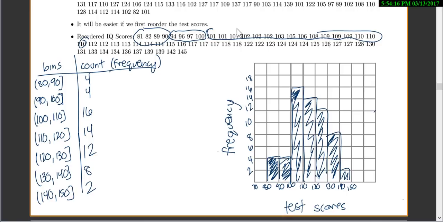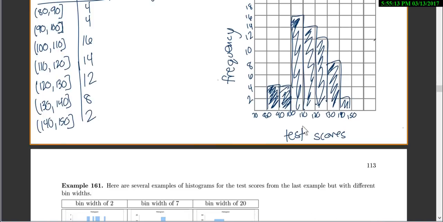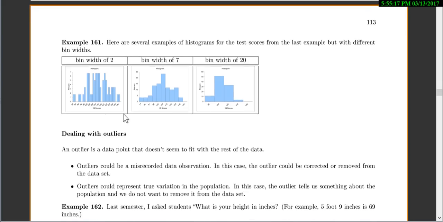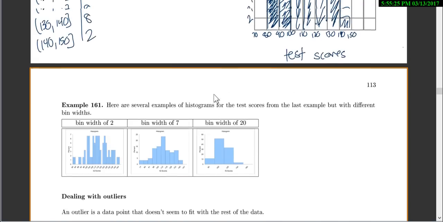So we do one histogram by hand. Everything else though we're going to use software. In this example, these are the IQ scores from just our last example, but I chose different bin widths. So we did a bin width of 10.